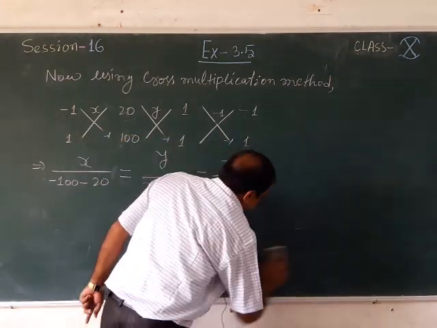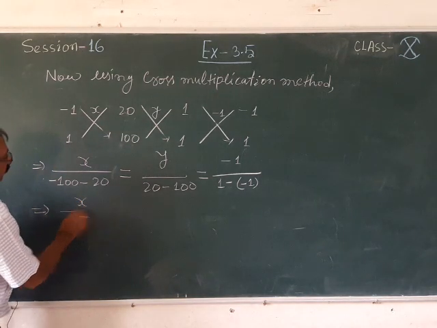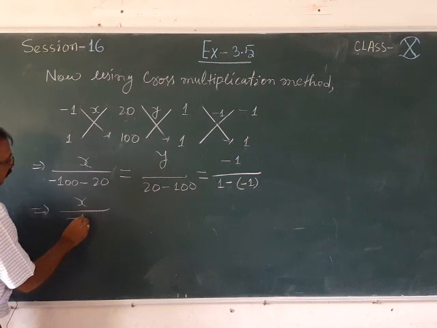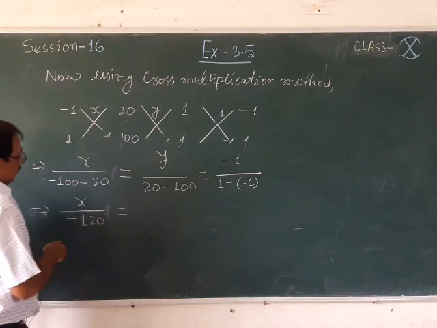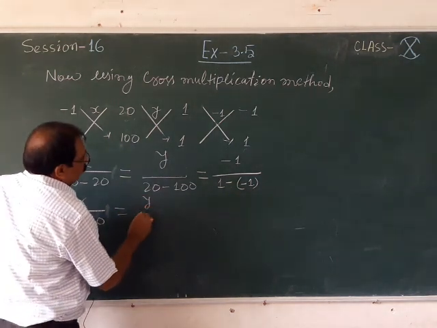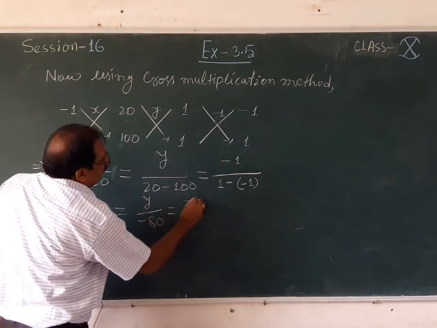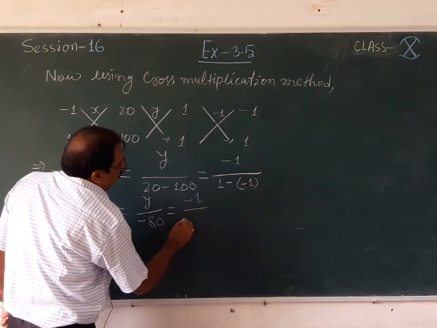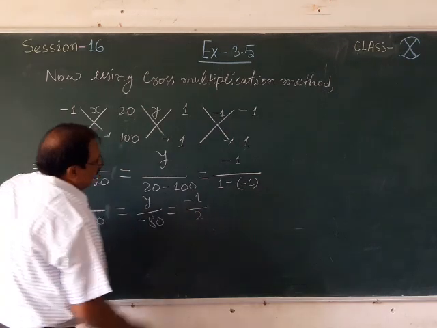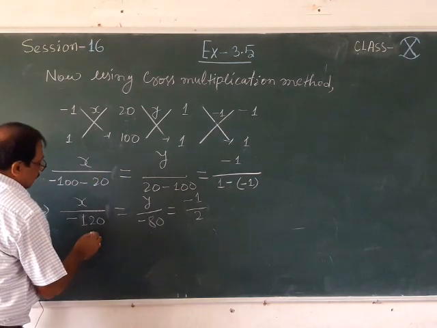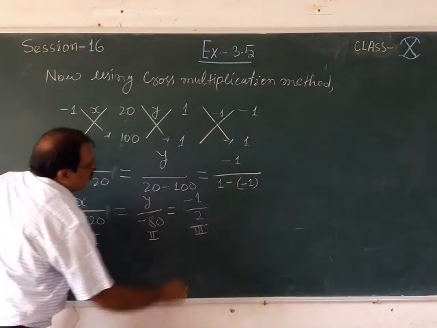After writing it, you can see how easy it is to solve using the cross multiplication method. This method can solve the equation very quickly. This is x upon -120 and this is y upon 20 minus 100, that means -80, and here it is -1 upon 1 plus 1, that becomes 2, so -1 upon 2. You can take them as first, second and third. The three relations are there.